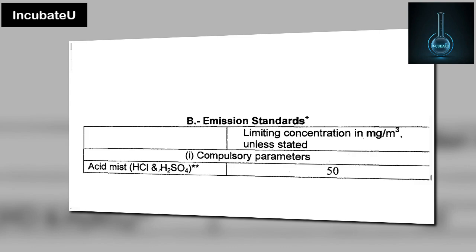What is the maximum allowable limit? 50 milligram per Nm cube. That is 50 milligram of acid mist in a normal cubic meter of exhaust air emitted. Then there is a common parameter, particulate matter. Particulate matter is not specified in GSR 266, but it is a general standard. It is given in the general standards, so it should be tested. And the limit for particulate matter is 150 milligram per Nm cube.